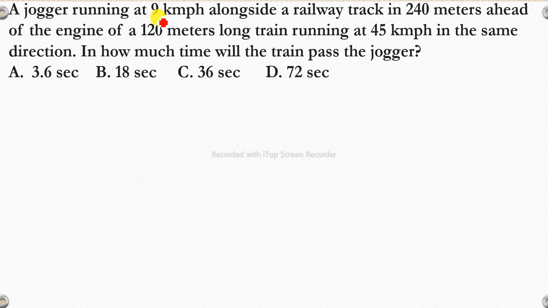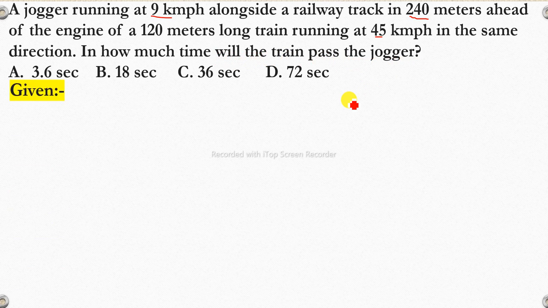A jogger running at the speed of 9 kilometers per hour alongside a railway track is 240 meters ahead of the engine of a 120-meter-long train running at a speed of 45 kilometers per hour in the same direction. How much time will the train take to pass the jogger?